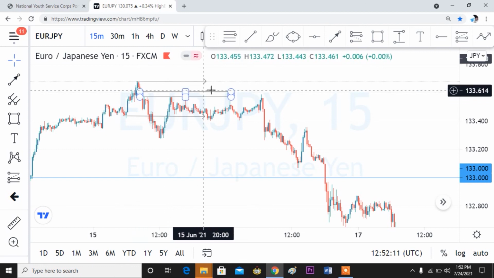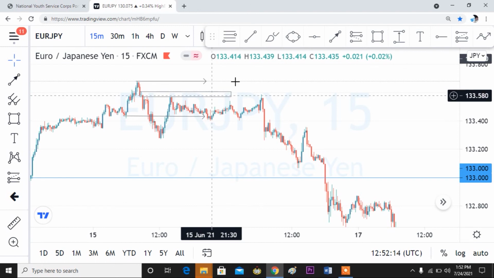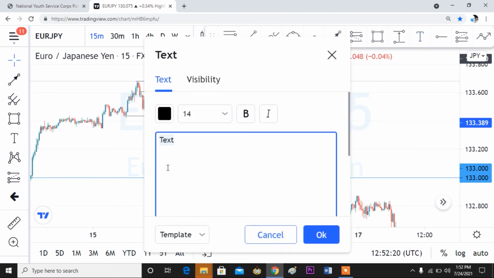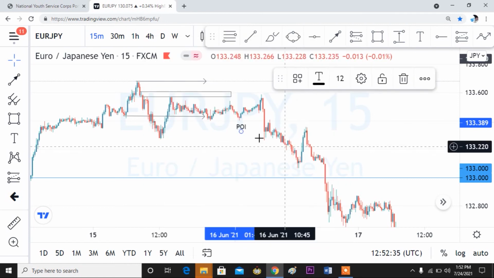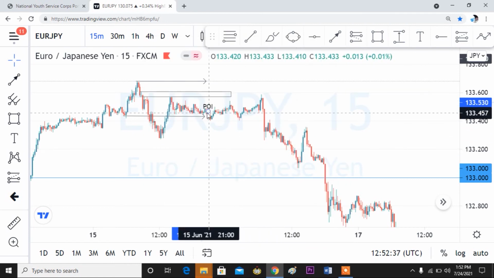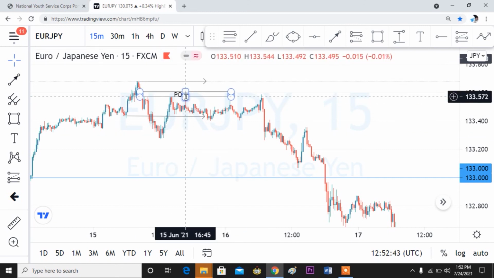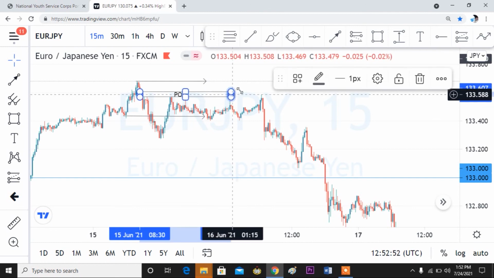So here becomes our point of interest, our POI. Let me reduce the size, let's say 12. Okay, 12 is still too big, but it's fine. So here becomes our POI, our point of interest. Trading is a thing of patience, it's a game of patience. So we have to wait for price to come back to this level, so we extend it.